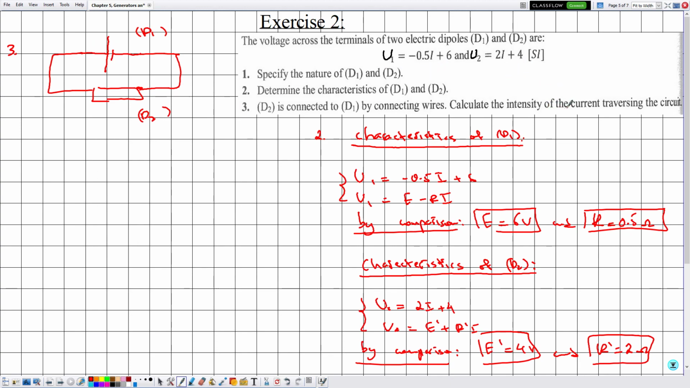Now calculate the intensity of the current traversing the circuit. We need to determine the value of I. So in such type of exercises or questions in generators and receivers, the way that we proceed is either we apply the law of addition of voltages or the law of uniqueness of voltages, then apply Ohm's law, then solve for I. So now because they are connected in parallel, or they are the only two electric components in the circuit, they share the same voltage. So we can say that D1 and D2 are in parallel.